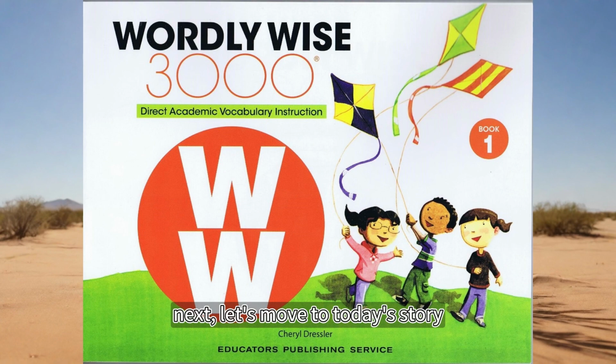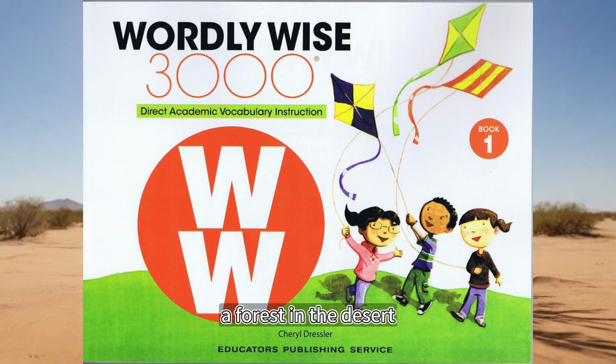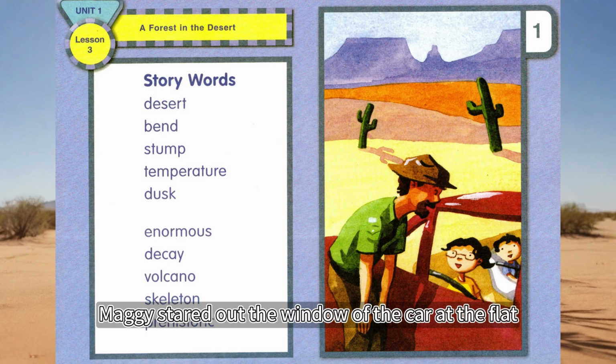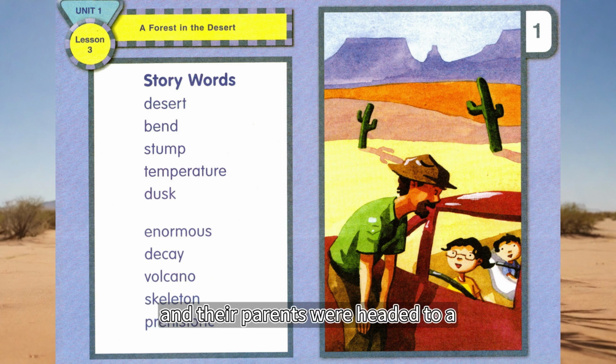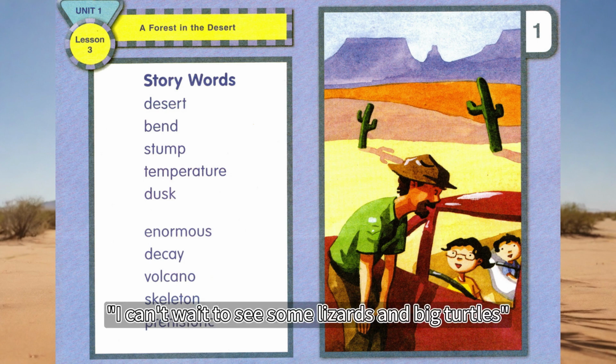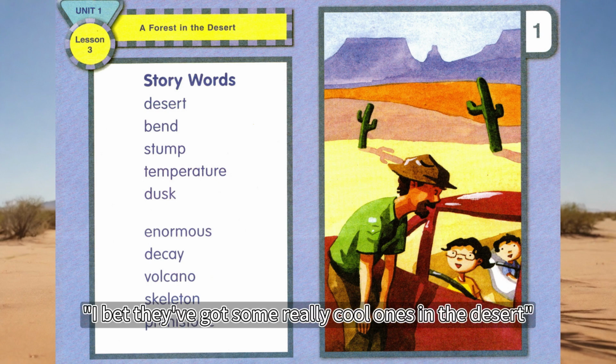Next, let's move to today's story. A forest in the desert. Maggie stared out the window of the car at the flat, sandy landscape. Maggie, her 3-year-old brother Diego, and their parents were headed to a national park in Arizona for their vacation. "I can't wait to see some lizards and big turtles," said Maggie excitedly. "I bet they've got some really cool ones in the desert."